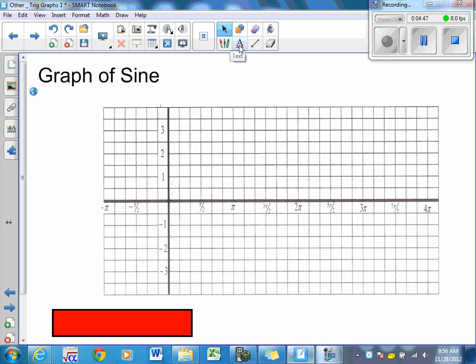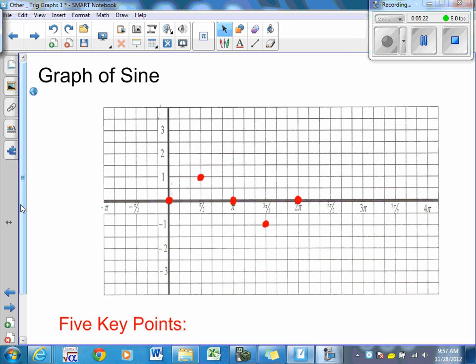So if we graph sine, here are a few of the points that were important. Sine starts at 0. At pi over 2, it's at 1. At pi, it's back at 0. At 3 pi over 2, it's at negative 1. And at 2 pi, it's back to 0. Those points right there are what I call the 5 key points of the graph of sine. Those are the points you have to know to graph these.